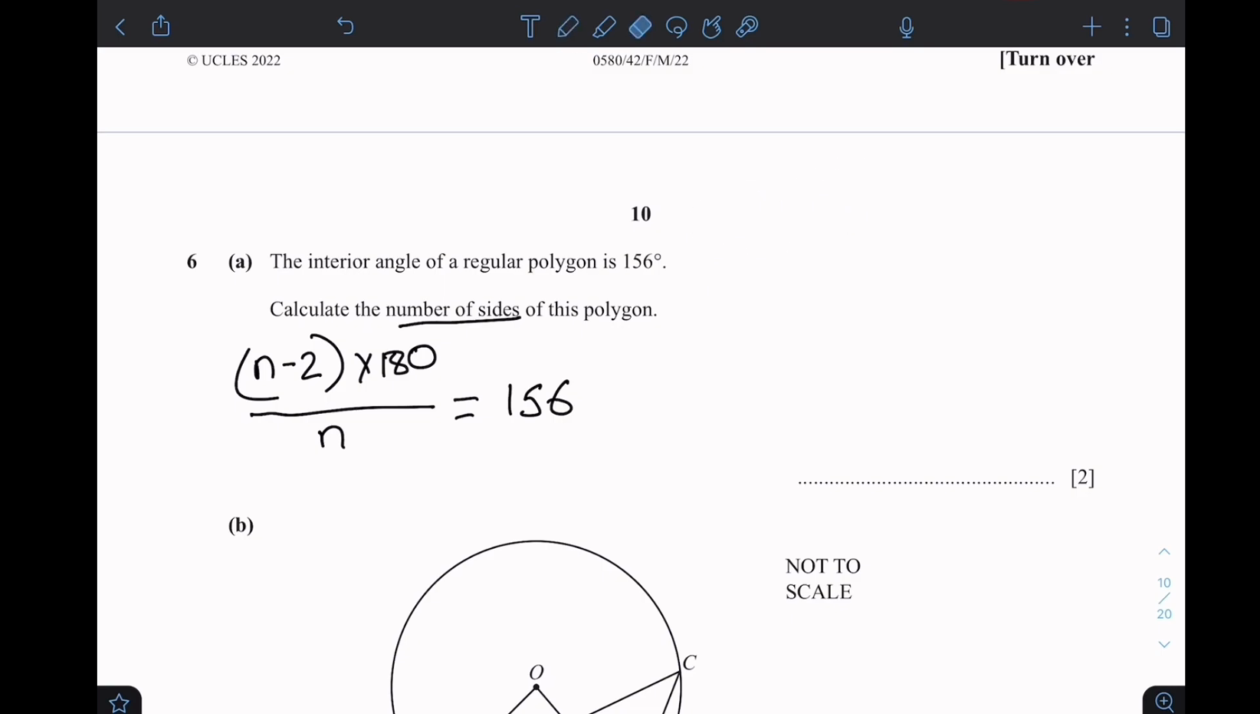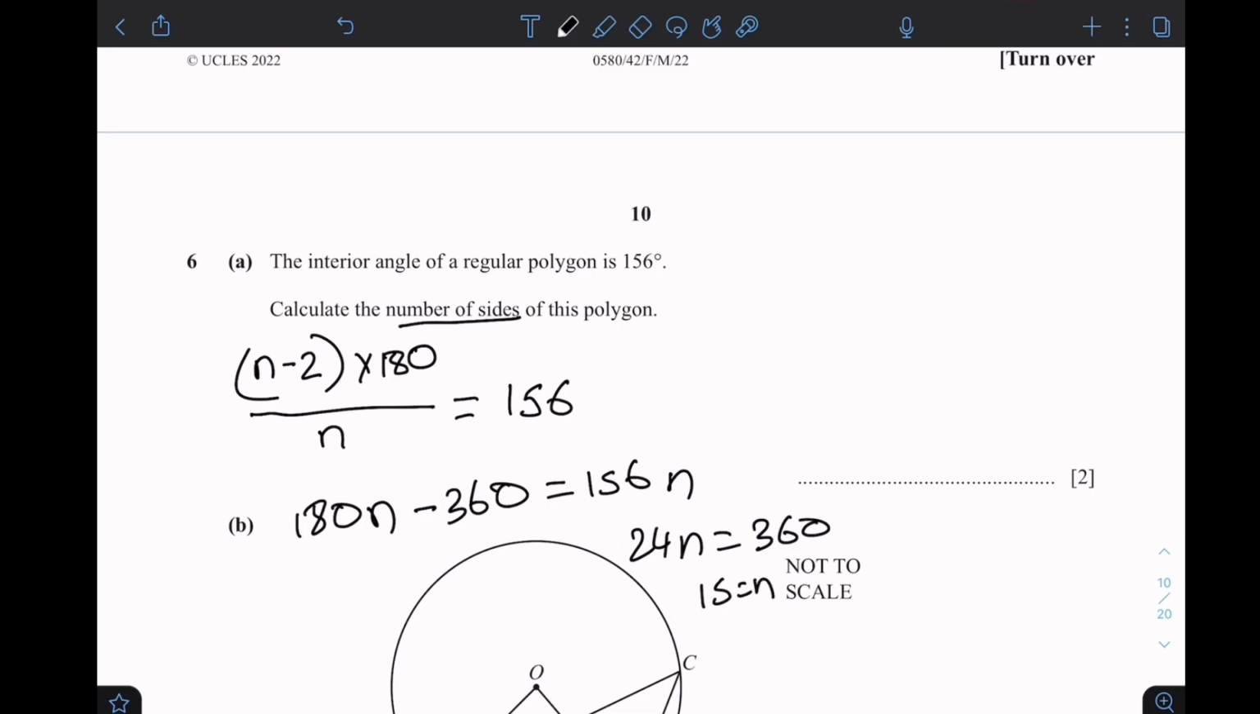So this would be 180n minus 360 is equal to 156n. Then you have 180 minus 156, which is 24n, which is equal to 360, and 360 divided by 24, which is equal to 15, which is equal to n. Okay, so we did get the answer, but there's an easier way.